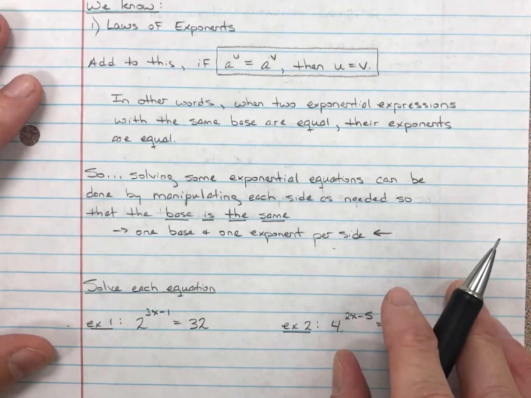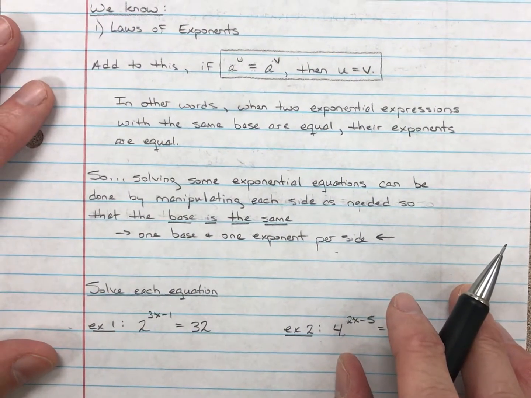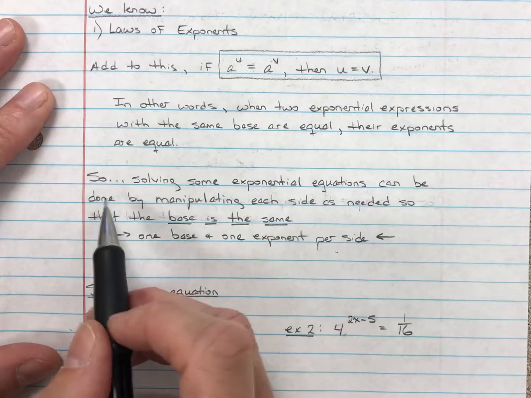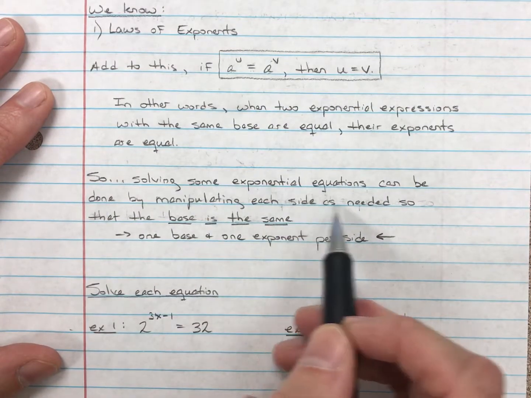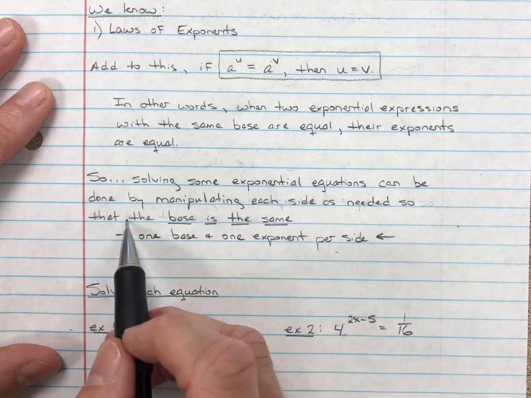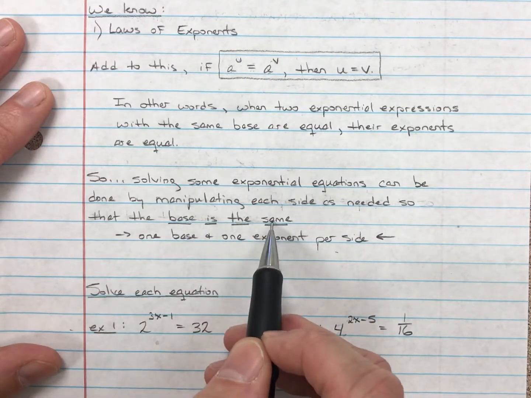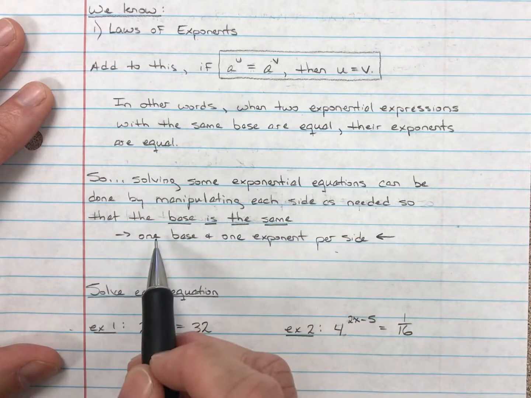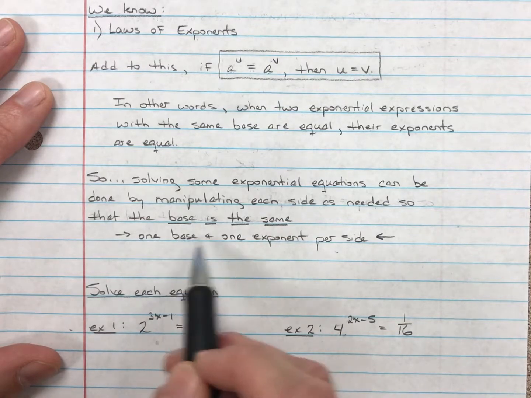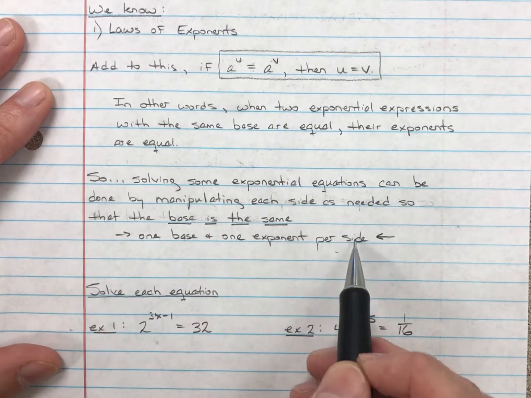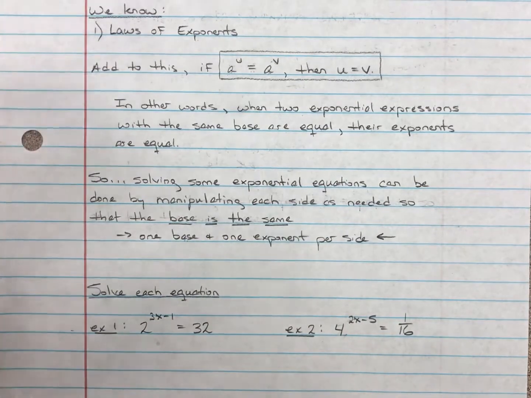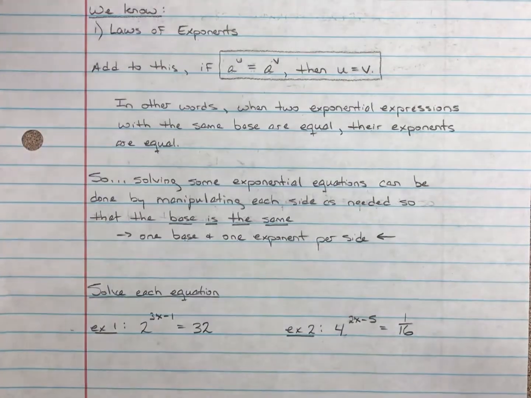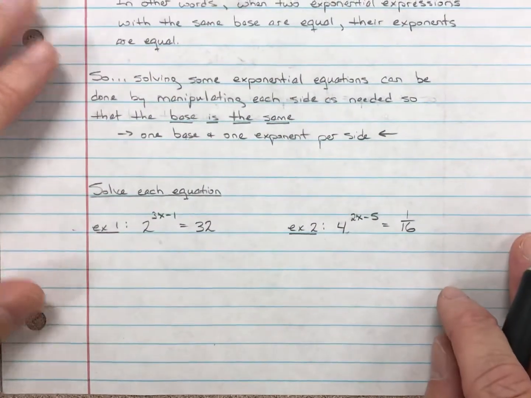So, solving, again, some exponential equations can be done by manipulating each side as needed so that the base is the same. You want to have one base and one exponent per side, and you want that base to be the same on either side. So let's do some solving and see how this works.